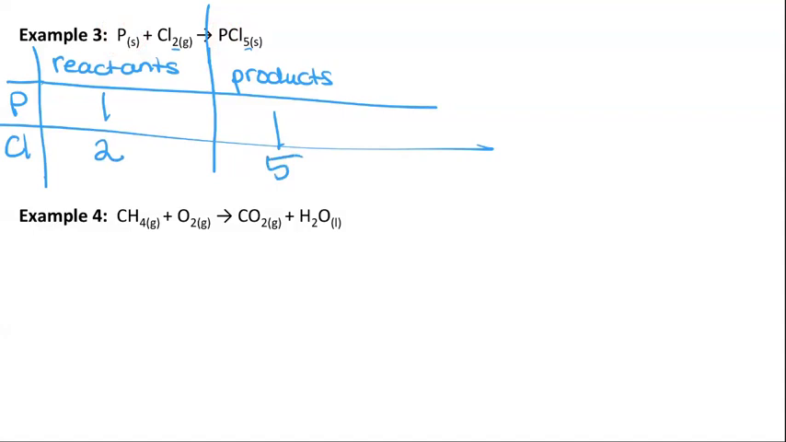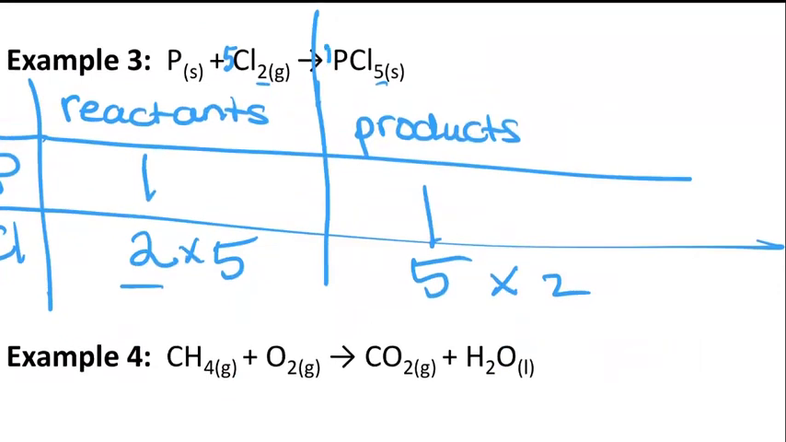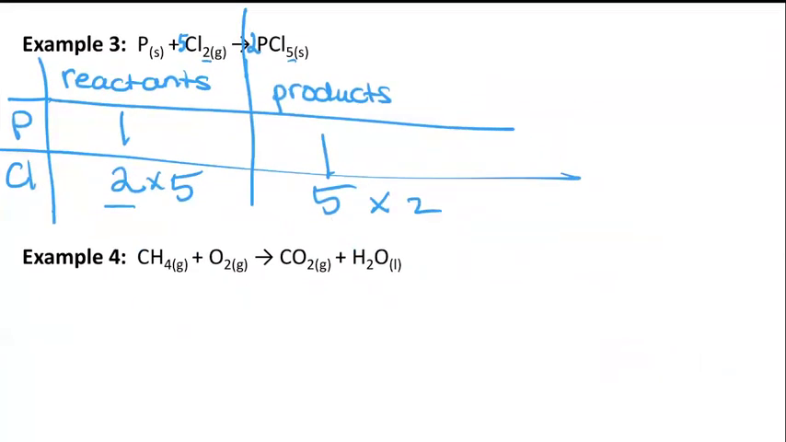So there's no way for me to make 2 into 5. I'm going to have to multiply one side by 2 and the other side by 5 to get me 10 on each side. So I'm going to multiply by 5 chlorines, and I'm going to multiply by 2 to give me my 10 chlorines.